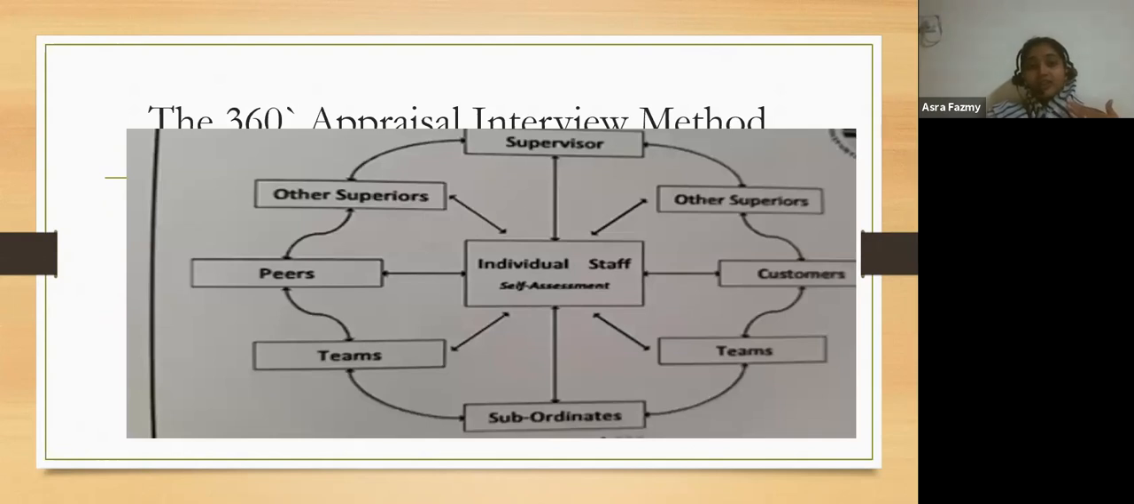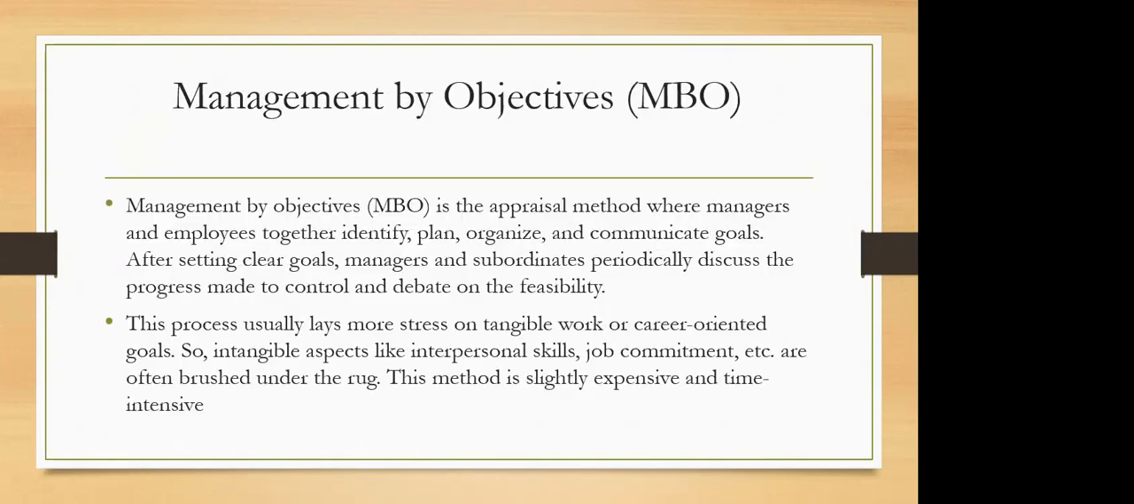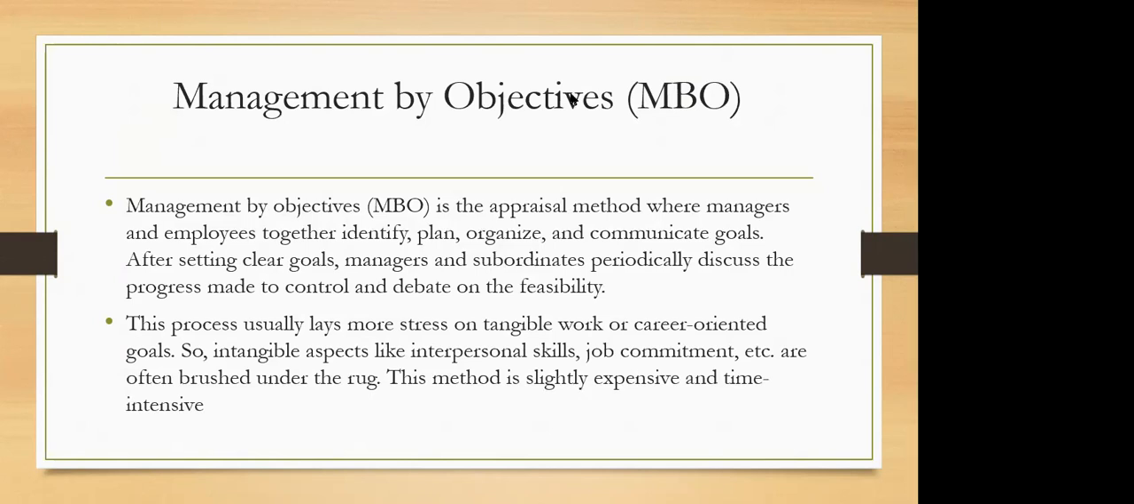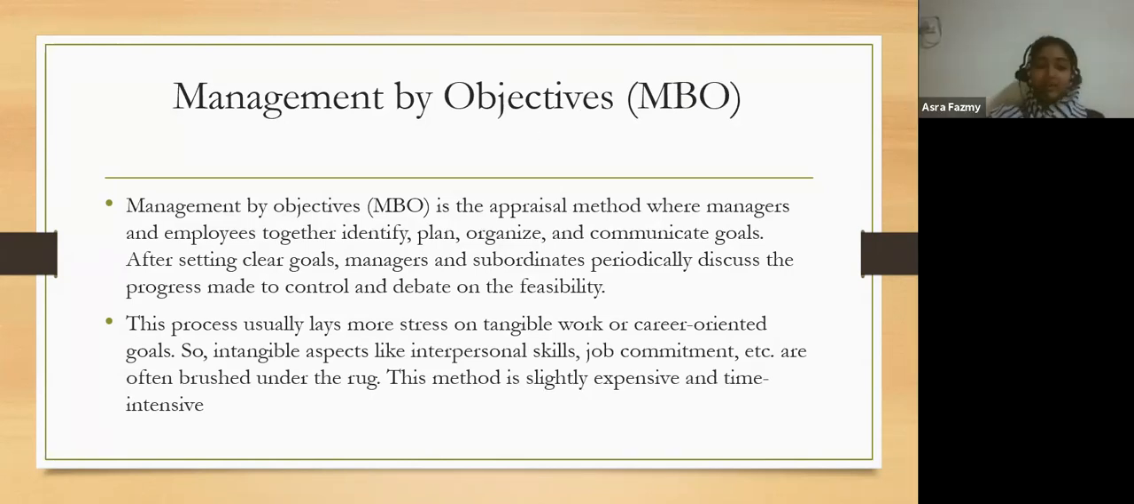Okay, so then we have this management by objective, where the employee and the manager sit together and they decide the goals, and then on and off they will sit together and see how they are achieving their goals. If they are going apart from their goals, they will find out ways to come back on track. Okay, so that is management by objectives.